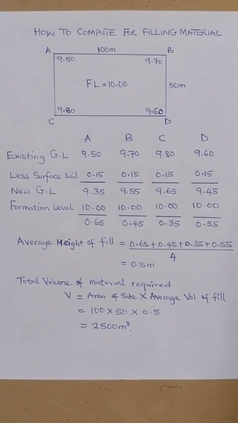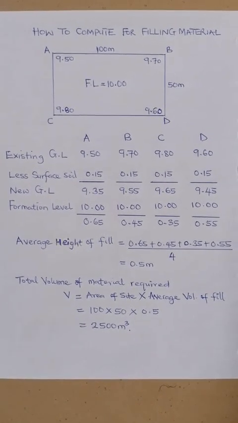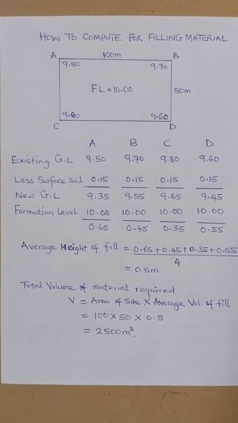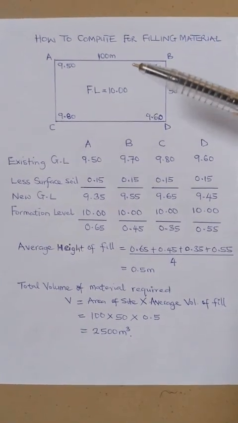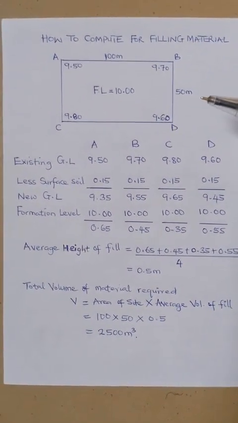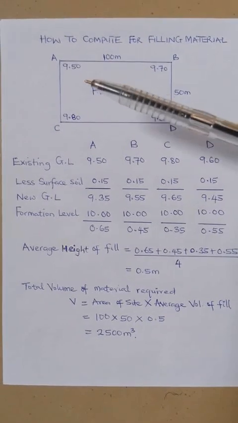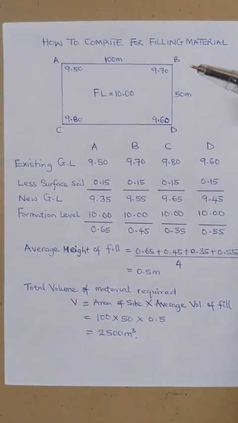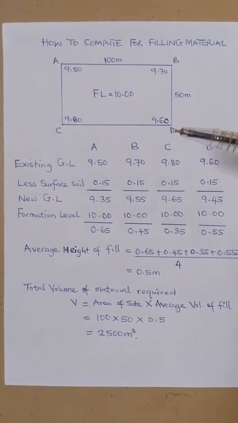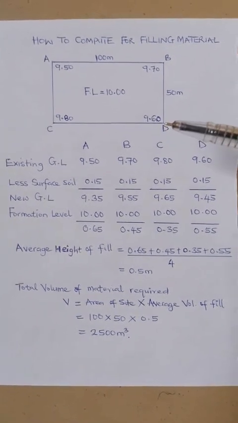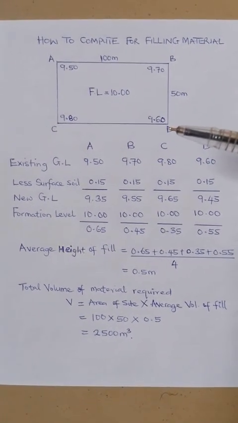Now, we are going to look at how to compute for filling materials. All right, now we have an area of land, 100 meters by 50 meters. Now we have established points, okay? These points can be established by the use of a leveling instrument.